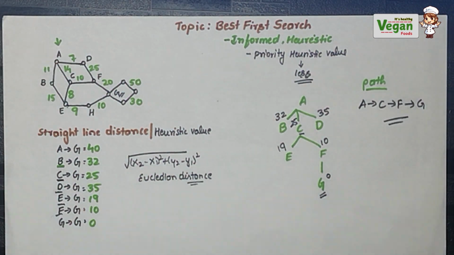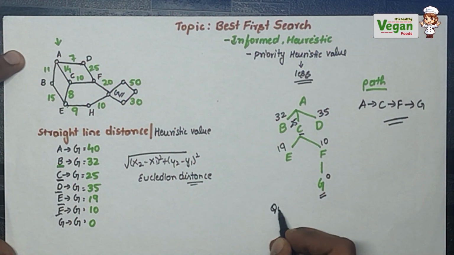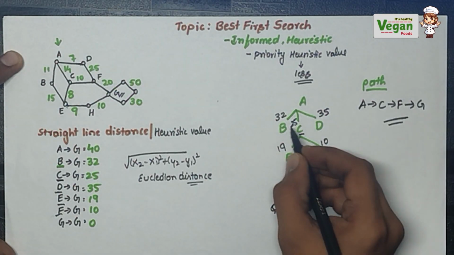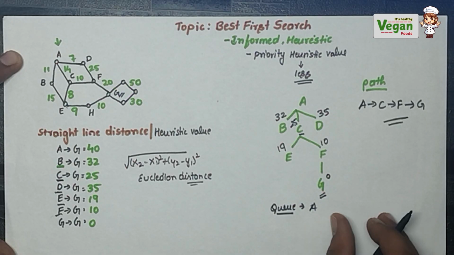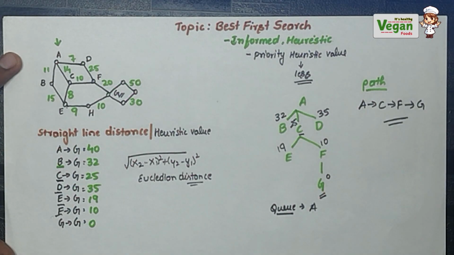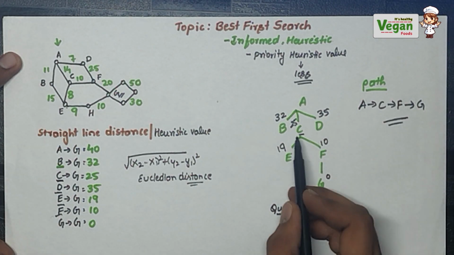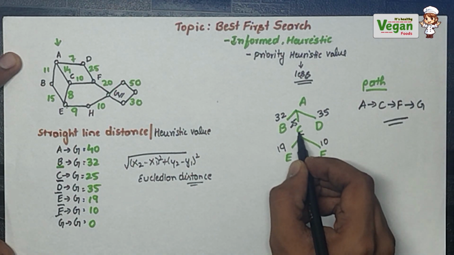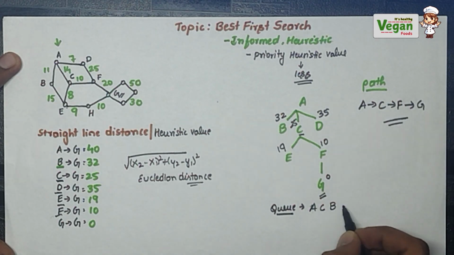You can also represent it using the queue. From A we went to B, C, D, but you arrange them by priority. Less heuristic value means more priority. So C comes first, next B, next D.